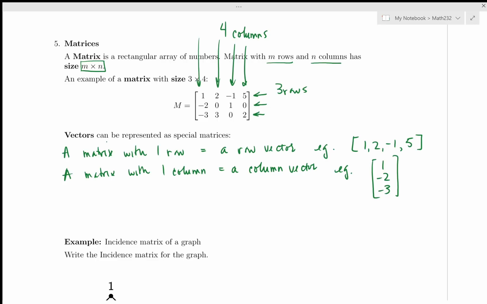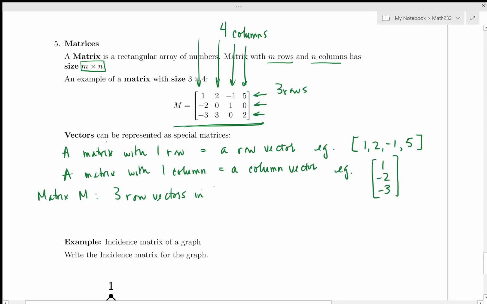Okay, let's take a look at this original matrix here, M. So let's look at matrix M. I have 2 ways of thinking about this. 3 row vectors in R4, right? I have 3 of these 3 rows. 3 rows, that's this statement right here, 3 rows, and each row has 4 entries. So that would be a 4-dimensional object. Or I could think of it in this way, 4 column vectors in R3.